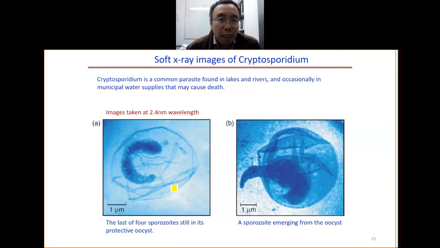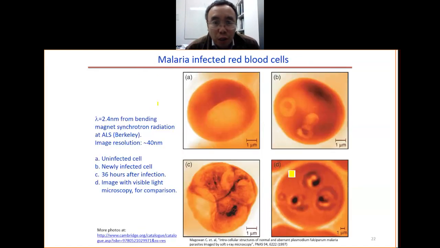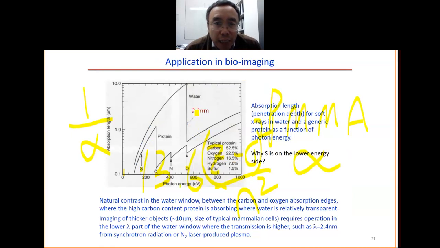Now here again is the imaging of Cryptosporidium, using a wavelength near 2.4 nanometers. You can see the clear image. If you look at here, the edge is 2.3 nanometers, so 2.4 is right below the absorption by the water.